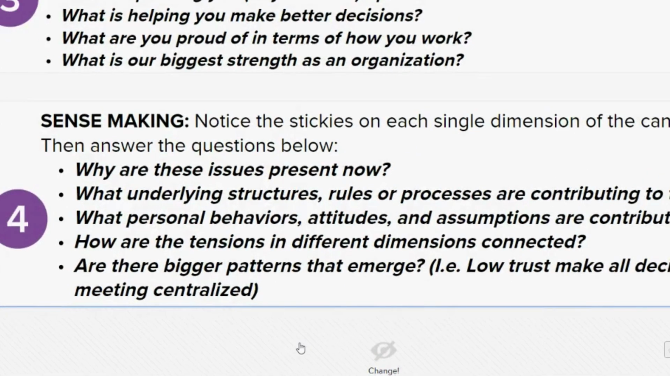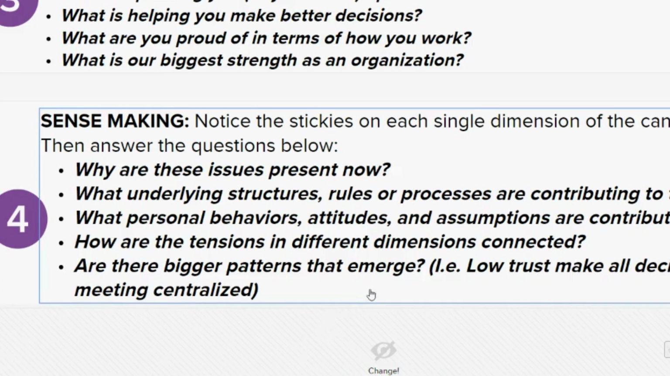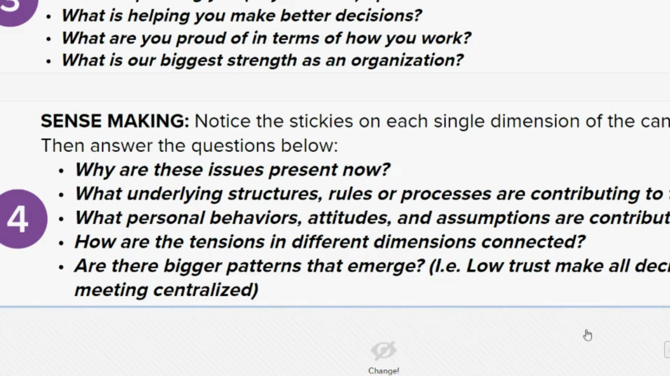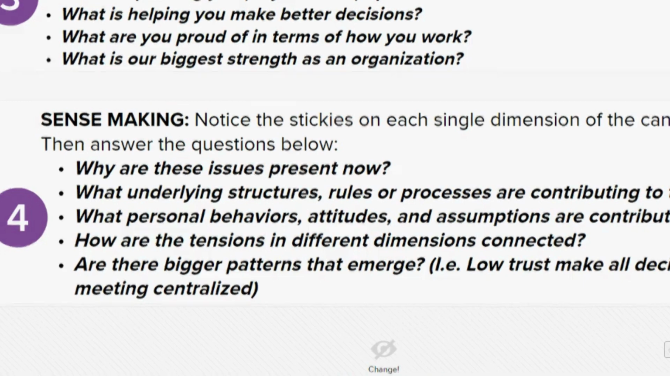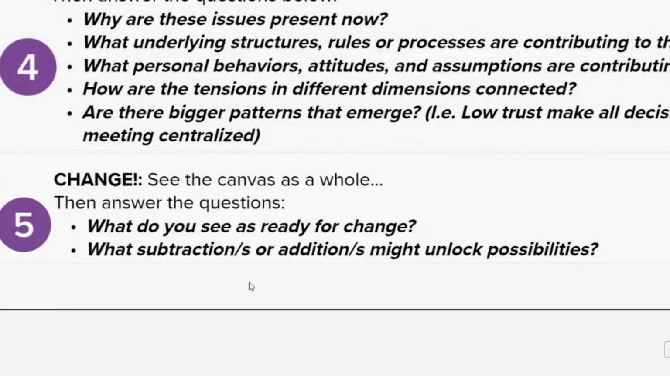And here comes the most interesting part of the work. We look at the canvas as a whole, and we notice what's happening for each single dimension. Why are those issues present here? What underlying structures are contributing to them? What personal behaviors, attitudes, and assumptions, and what bigger patterns are emerging? At the end of this work, we clearly identify what you see as ready for change. And this is clearly a very specific experiment that will unfold in the following days.